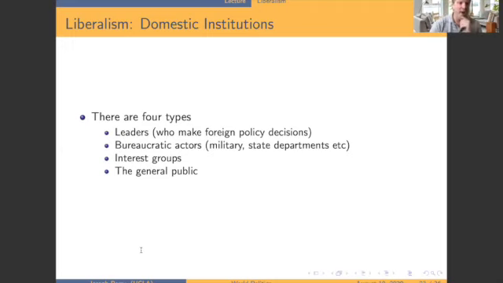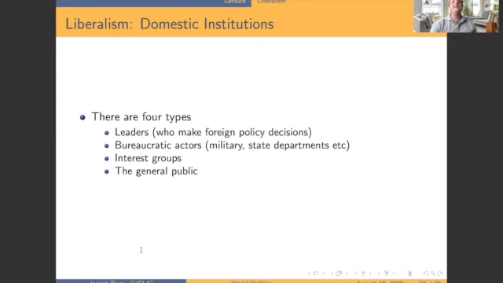Below them, we have bureaucratic actors such as the Department of State and the military. These are actors that are part of the government, that can influence the government, but don't have direct control over foreign policy making. Below them, you have interest groups, which use their lobbying power to affect policy. And then, of course, you have the general public.